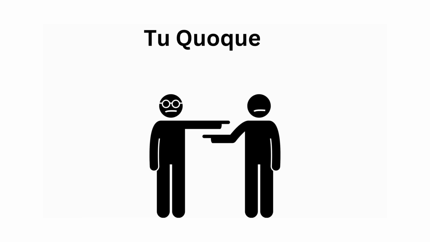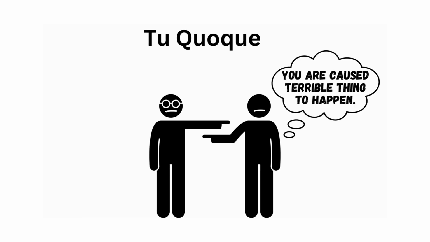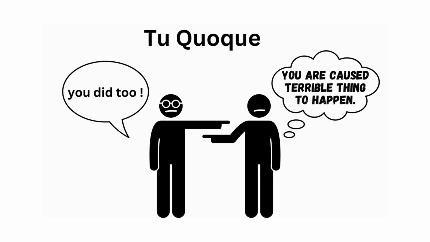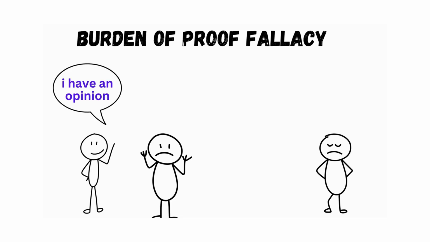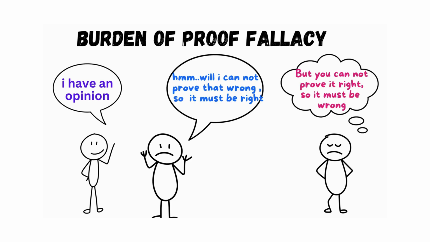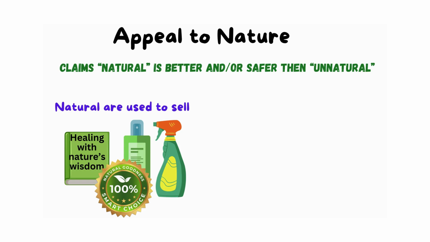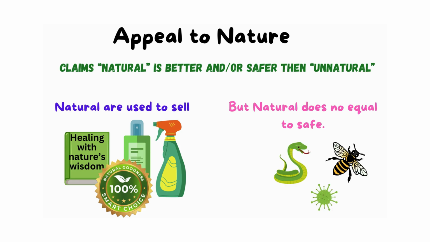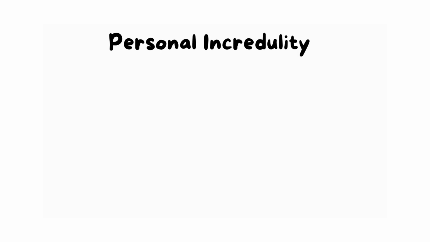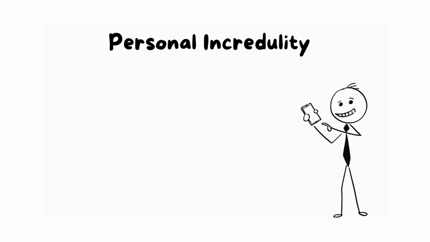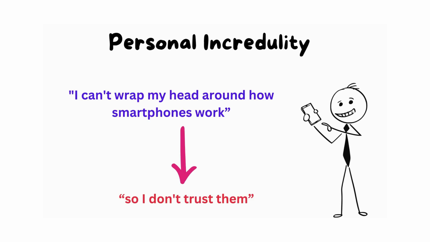Tu quoque. This is when someone dismisses criticism by pointing out that the critic has done the same thing. Burden of proof fallacy, claiming that an argument is true or false based on the lack of proof. Appeal to nature. This occurs when someone argues that something is good or right because it's natural. Personal incredulity. This happens when someone rejects a claim simply because they can't understand or believe it.